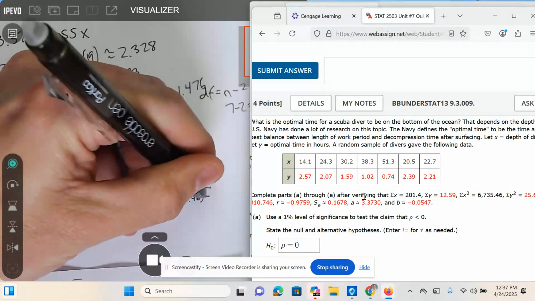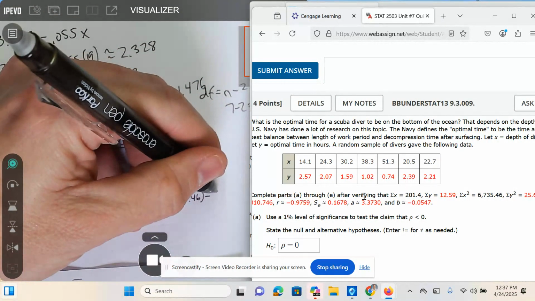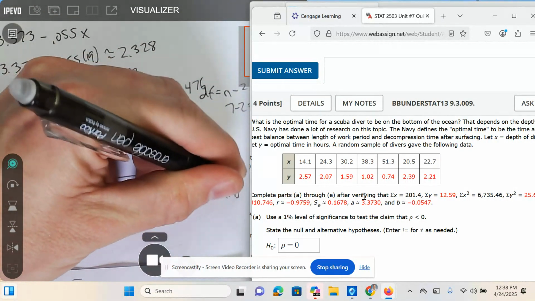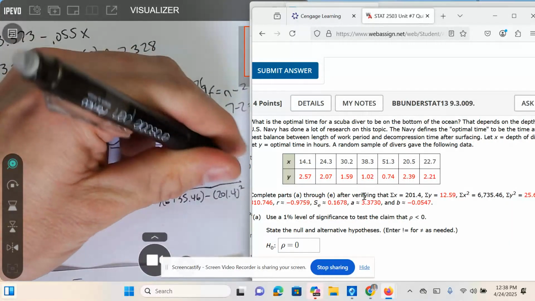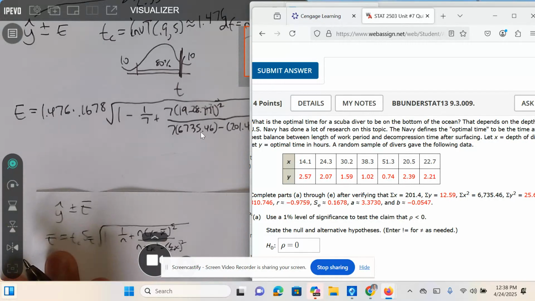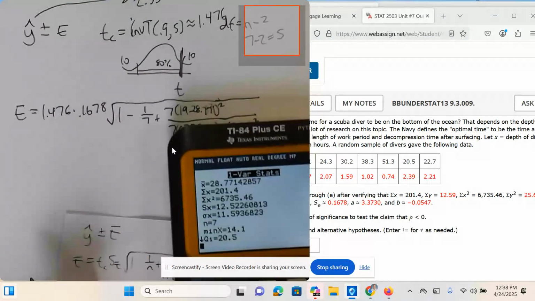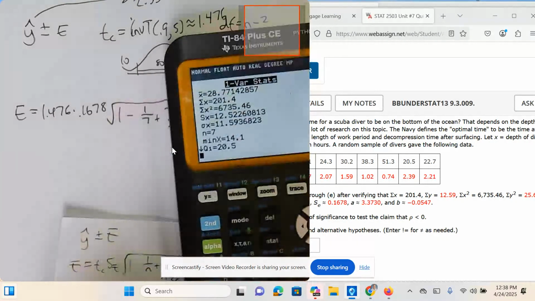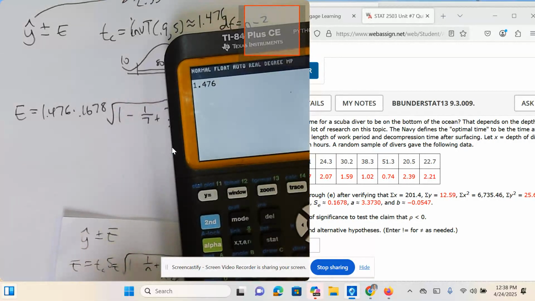6,735.46 minus the sum of the x's squared. So 201.4 squared. Okay, so that's not much fun, I know. All right, that gives me the error. That's not going to give me my answer, but that's going to help me get the answer.